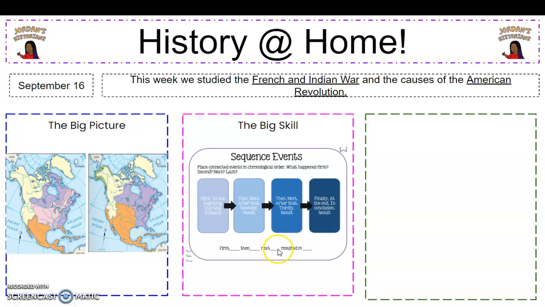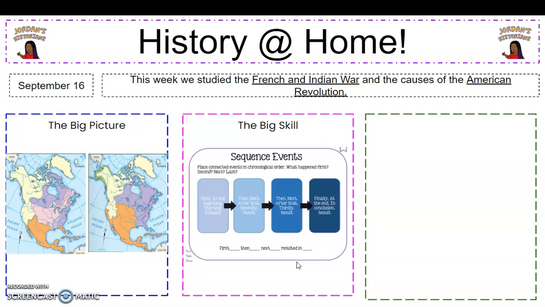One of the big skills that we practiced this week was actually sequencing events. This is going to be a very important skill as we look in depth at the fights that broke out to create America. So when we looked at the French and Indian War, we looked at how the fight unfolded and what events led up to and resulted because of the French and Indian War. We're going to follow that same skill set as we get into the American Revolution.